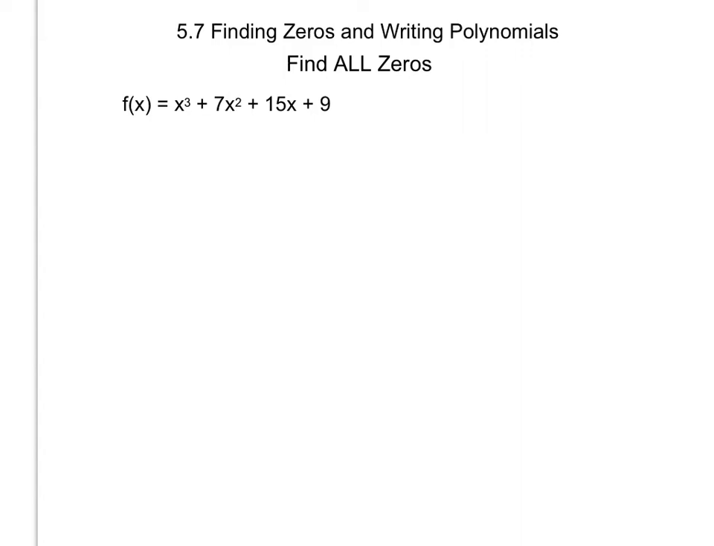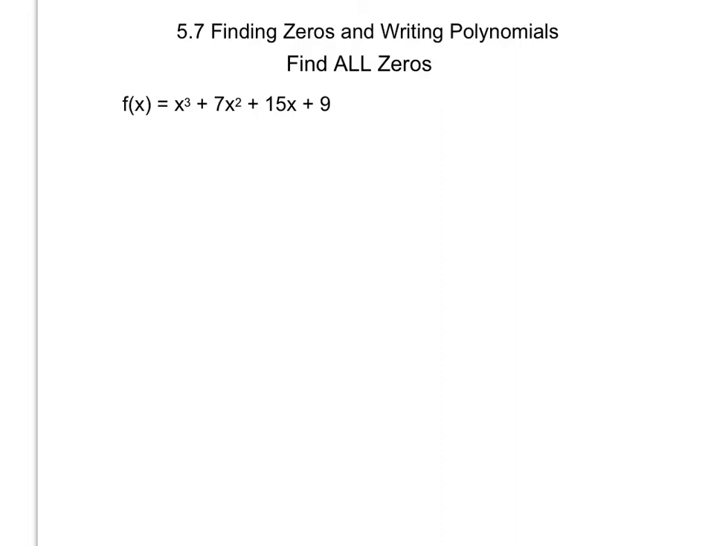Hi folks, today we're going to focus on finding zeros and writing polynomials. So the instructions first of all are just find all of the zeros. So now we can go back and think about some of the things that we have learned. How many positive zeros should we expect to have? How many negative zeros should we expect to have? What are the possible zeros that we could have?